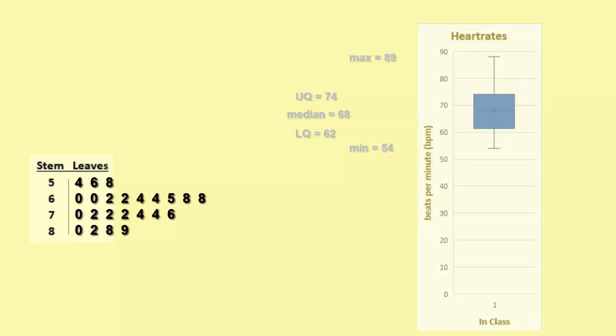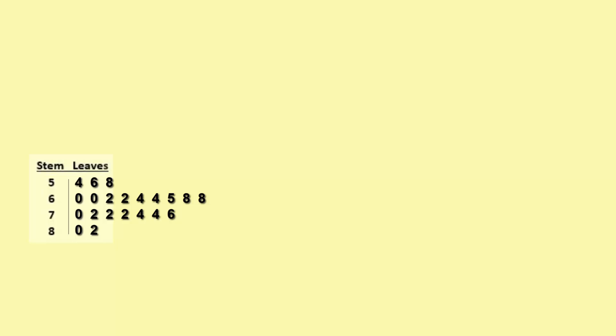Well, what if we took away the 89 and the 88? So now we're only down to 21 scores. So now we're looking for the 11th score in the data set because the 11th score has 10 scores below it and 10 scores above it. That would be that first 68. So now we have 10 scores below our median.